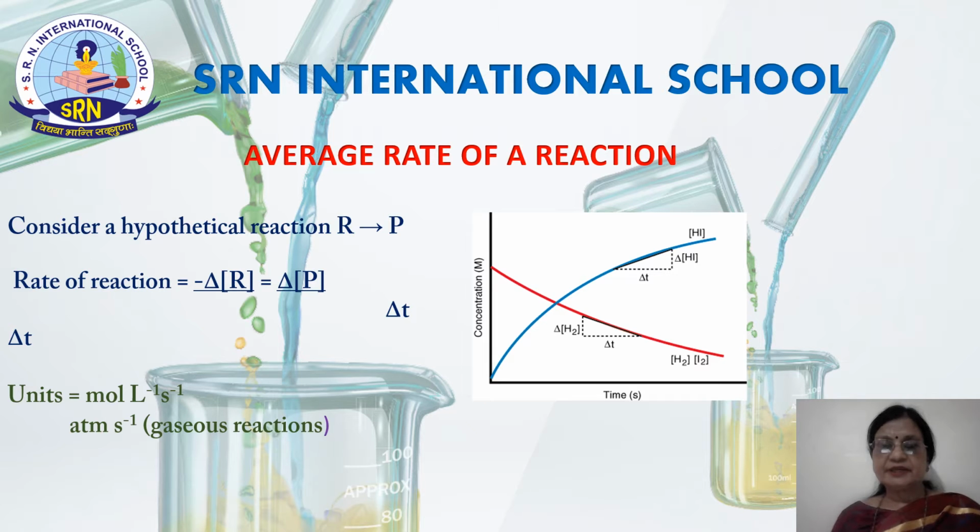So it will be negative for the reactant and positive for the product, because in case of a reactant the change in concentration is given as C2 minus C1, and since C2 is less than C1, the value will come out to be negative, and to make the rate positive we put a negative sign in front of the concentration of the reactant. Therefore rate of a reaction is given as minus delta concentration R upon delta t, and rate of reaction is also equal to delta concentration P upon delta t.